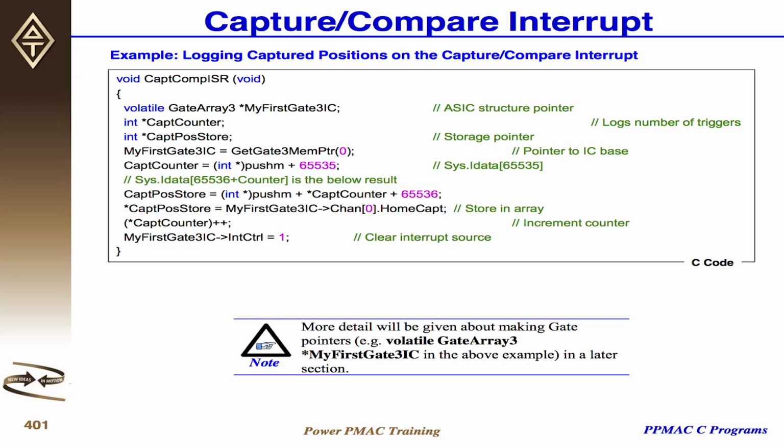Then at the very end, we write a 1 to int control to permit the interrupt to happen again. So it won't interrupt again until you clear the interrupt status bit, which is in the lowest byte of int control.